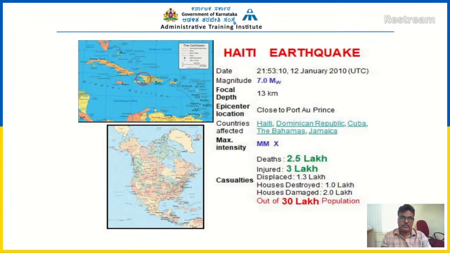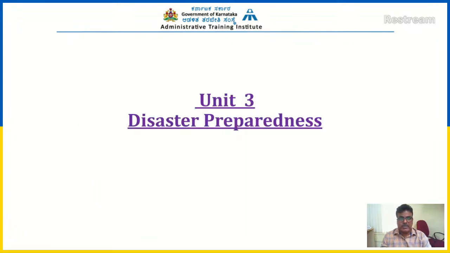Let us move to the next one. So let us go to unit 3 now. So far you have understood the difference between man-made disasters and natural disasters. Under units 1 and 2, you have understood the different terminologies, what disaster management is, and the different phases of disaster, with several examples that we illustrated. Now we go to unit number 3.